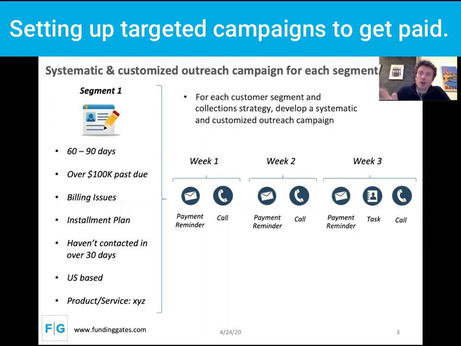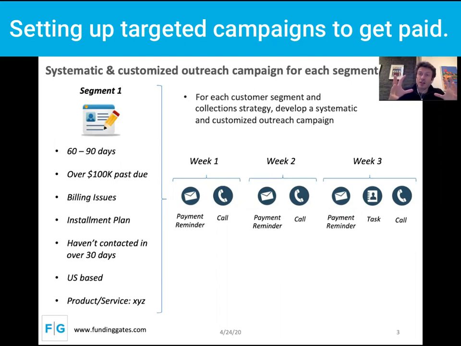The more targeted you are for each segment or cluster of companies and customers you're reaching out to, the higher the response rate, right? So for example, one segmentation or cluster of companies that you're reaching out to might be customers that are 60 to 90 days past due, have over $100,000 in past due invoices. Their disposition is that they have billing issues and are on an installment plan. You haven't reached out to in over 30 days. They're based in the US and you're selling them product or service XYZ.